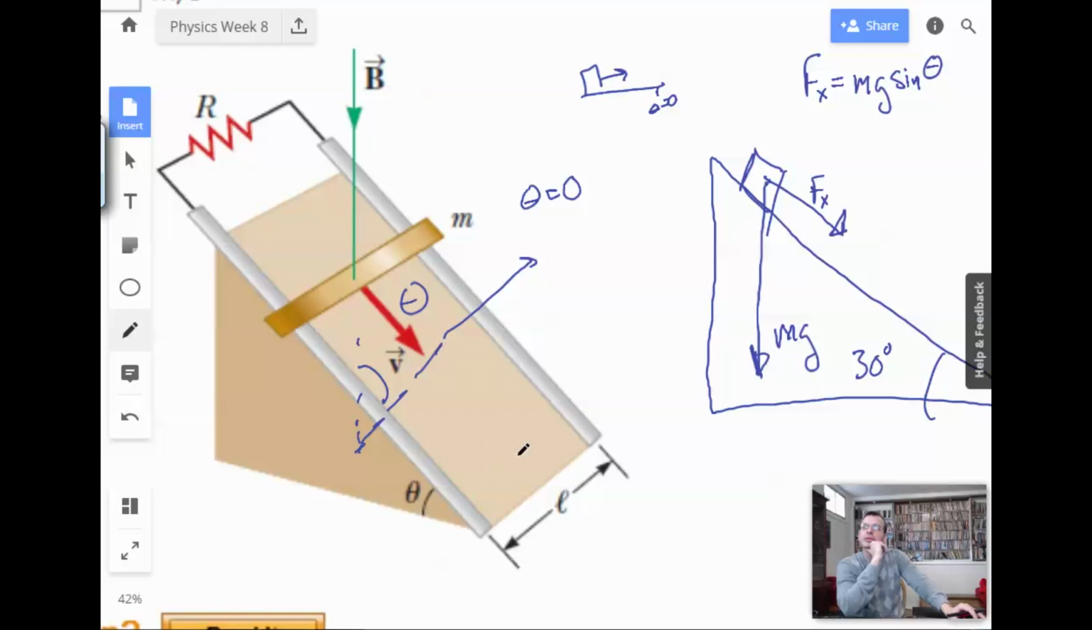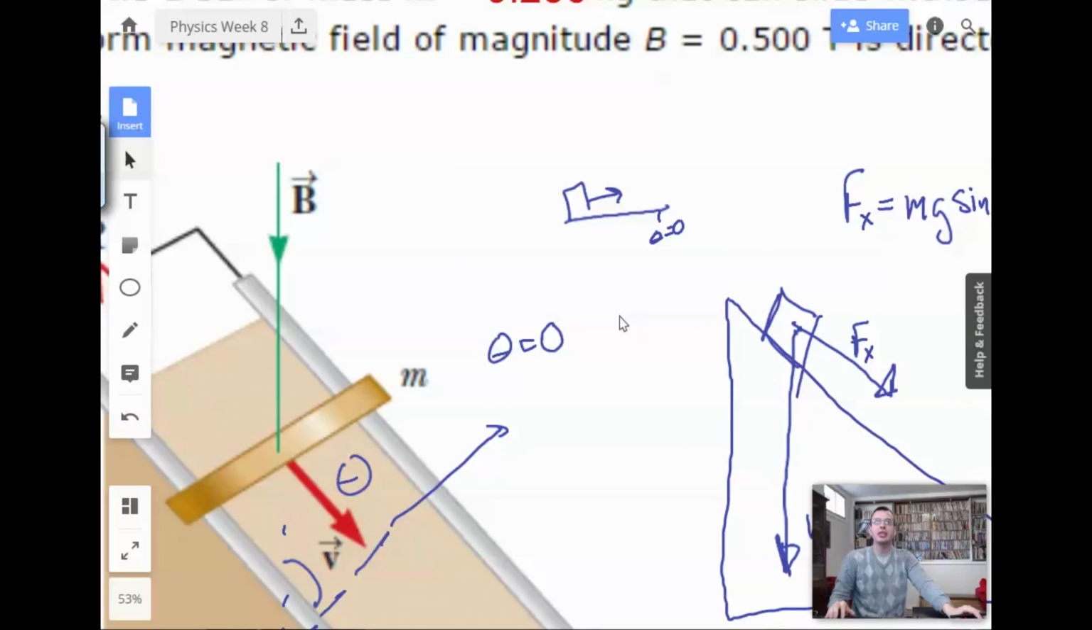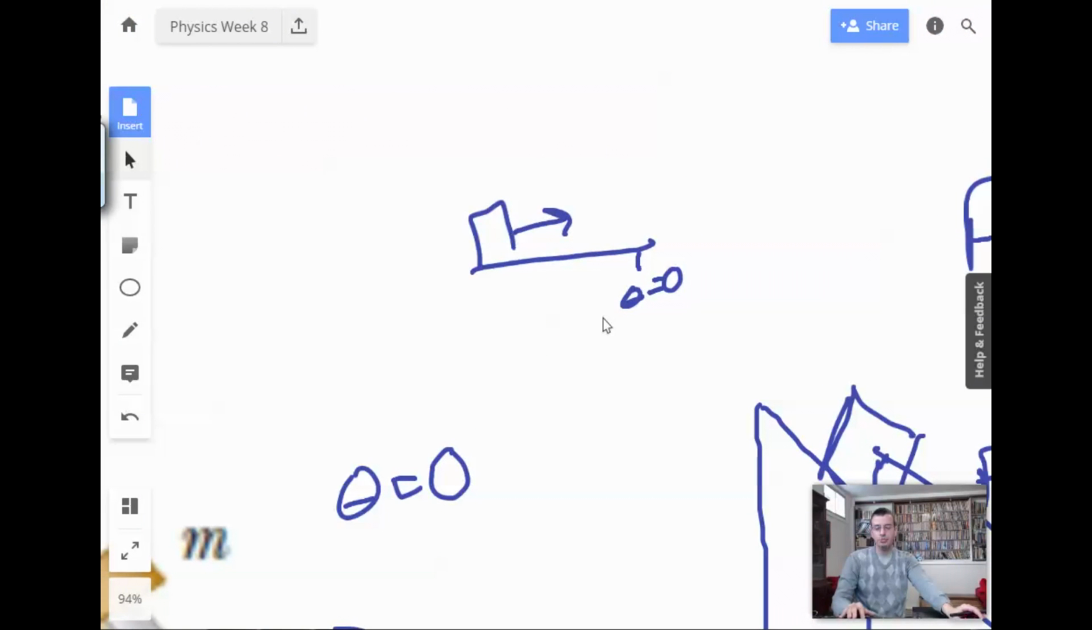Are these the same angle? Alright, so here I'm just going to do guess and check. I'm going to redraw this and look at this one. Right up here, it's a completely flat triangle, magnetic field going down, so theta equals 0.